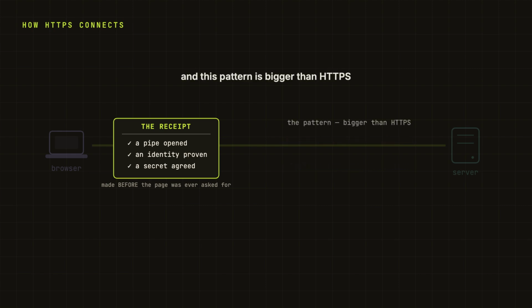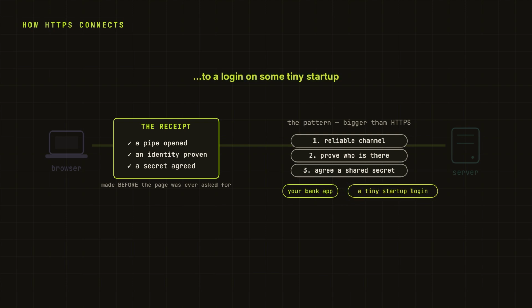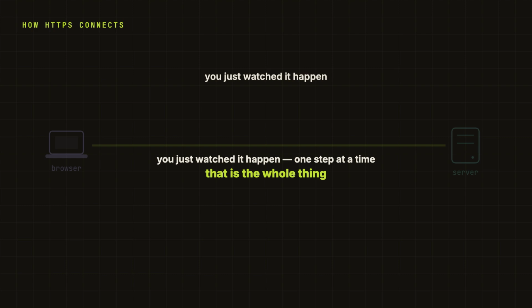And honestly, that pattern is bigger than HTTPS. Set up a reliable channel, prove who is on the other end, then agree on a shared secret. That is how almost every secure conversation on the internet works. From your bank app to a login on some tiny startup. You just watched it happen, one step at a time. That is the whole thing.